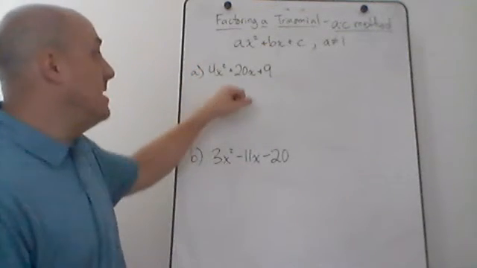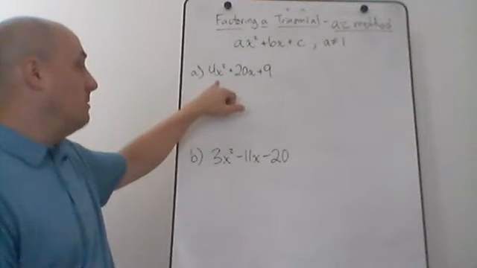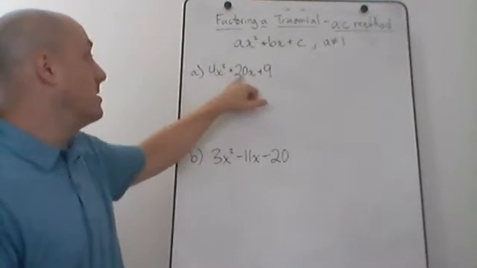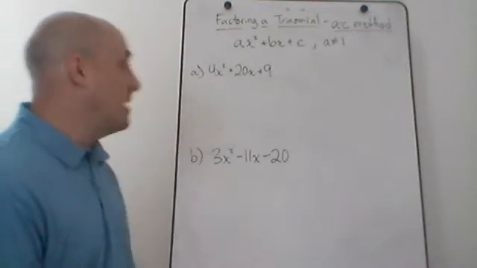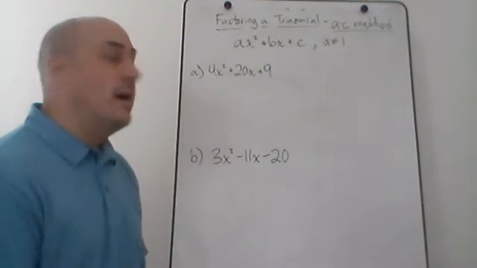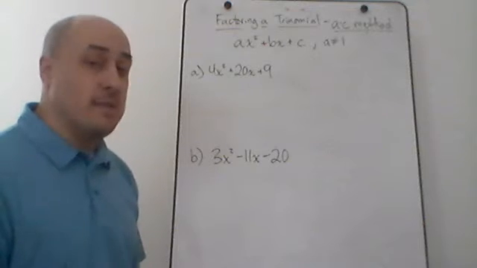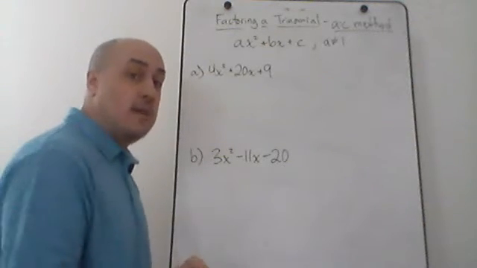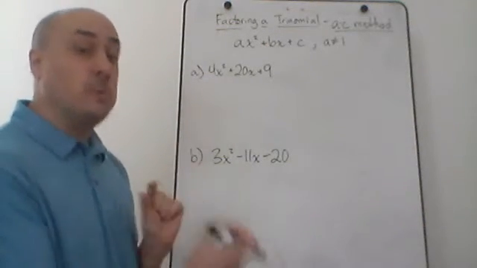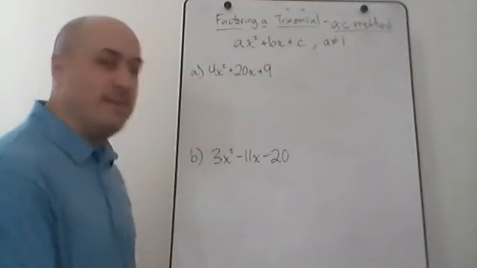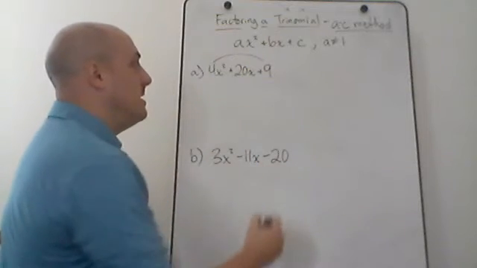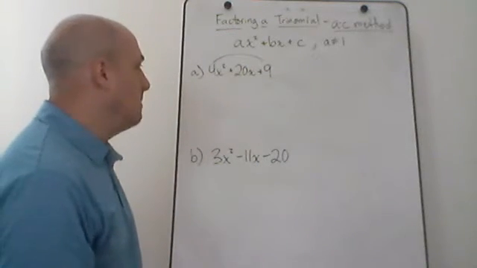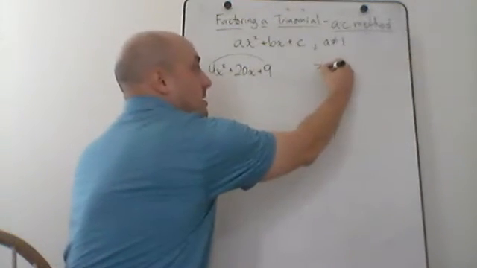But for this AC method, we're talking about trinomials that look like this one, 4x squared plus 20x plus 9. That number in front of the x squared is not just a 1, so I have to use the AC method to factor it. The first thing you do is multiply a times c. That's why they call it the AC method, because that's your first step. My a is the 4, my c is the 9. So I multiply 4 times 9, and that gives me 36.